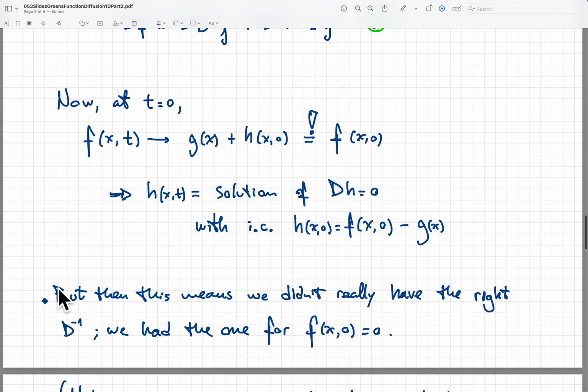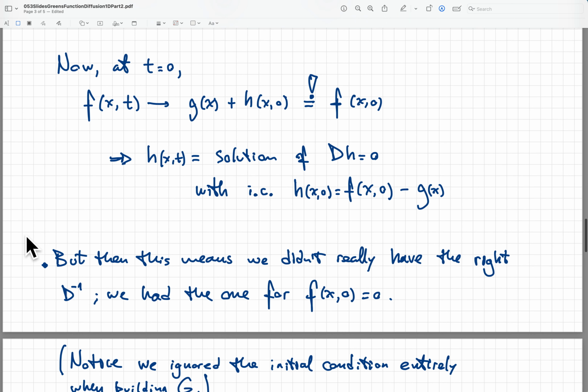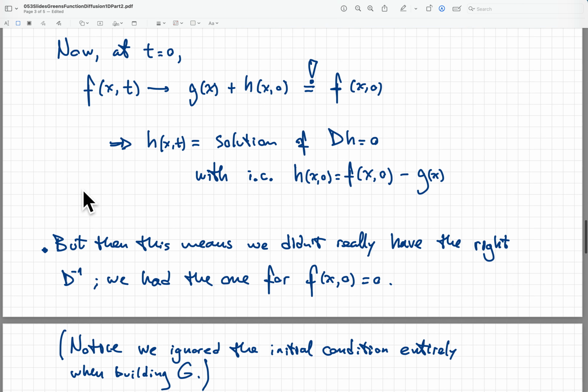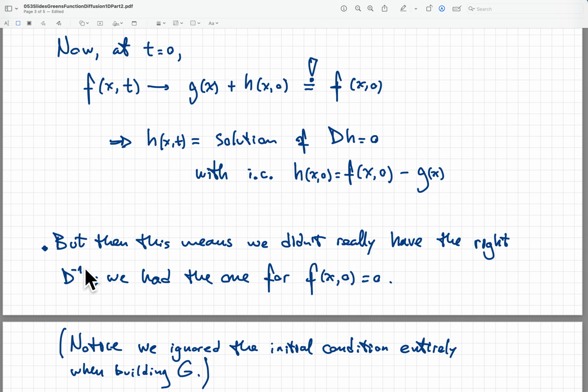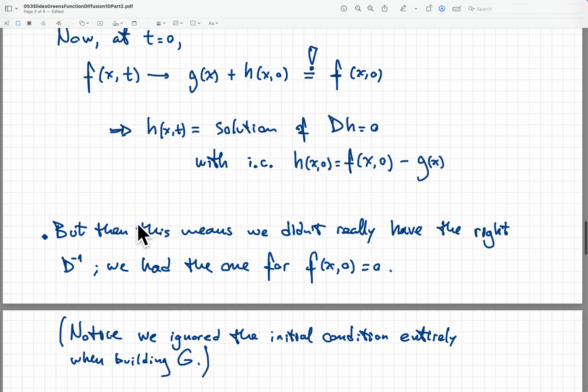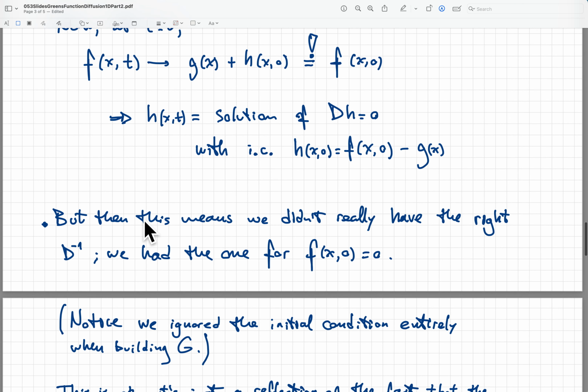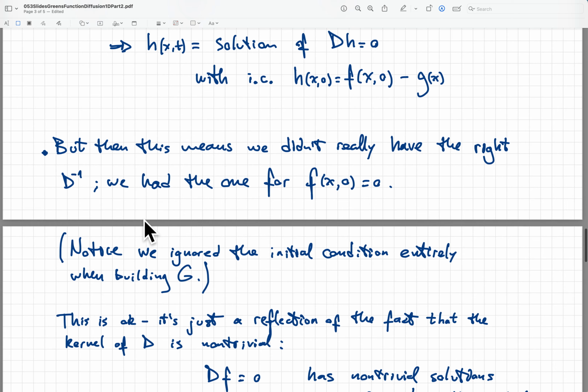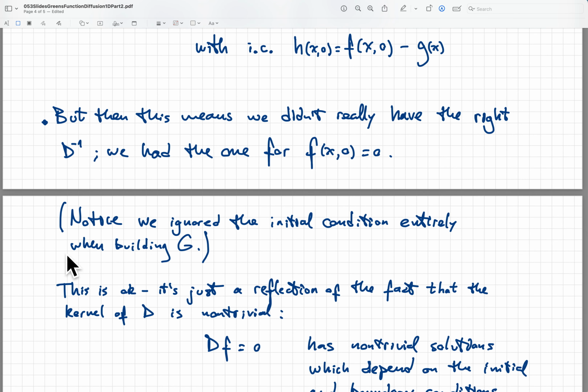So you may think, well, this means we didn't really have the right D inverse, because we put D on the other side of the equation as D inverse, and we didn't solve the problem. In a way, we had a D inverse that works if f of x comma 0 is just 0, and so okay, that solved the problem for that case, because as I said before, we completely ignored the initial condition when building G, but that's okay.